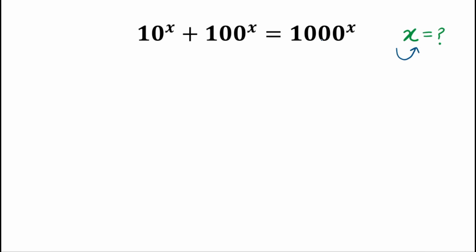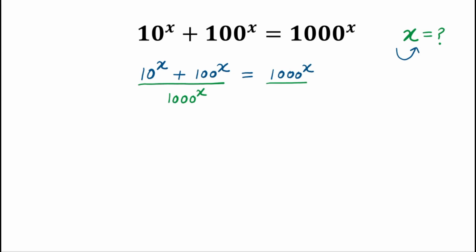Now let's start the solution of this question. Here 10 power x plus 100 power x is equal to 1000 power x. Now divide both sides by 1000 power x. Left hand side is divided by 1000 power x and right hand side is also divided by 1000 power x.